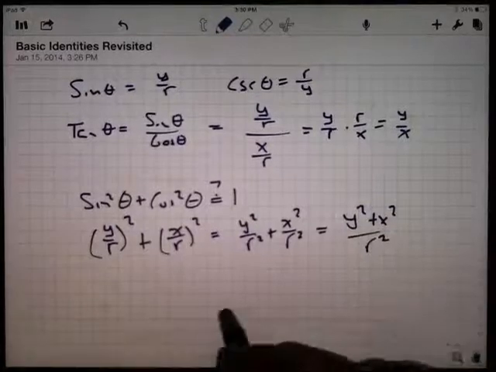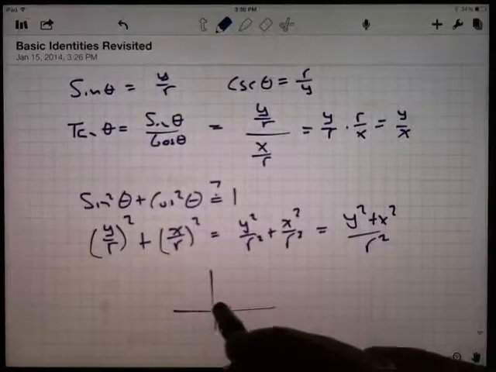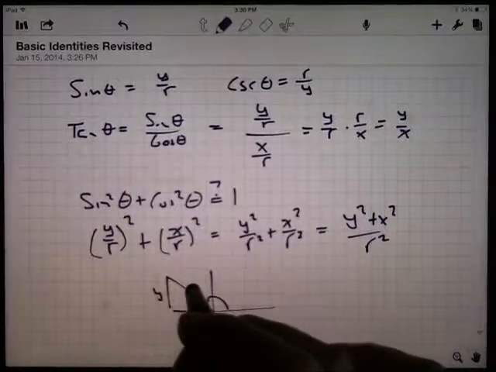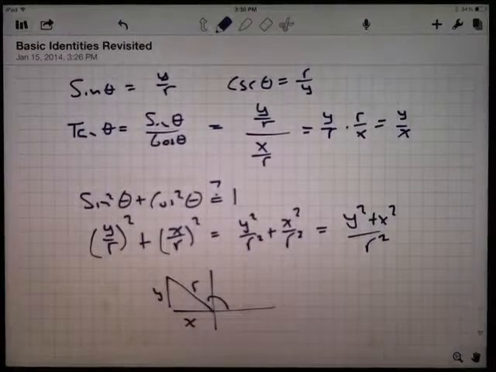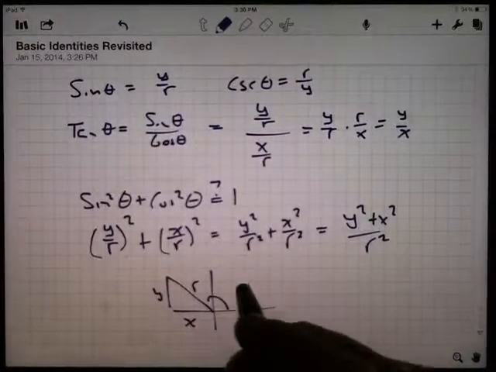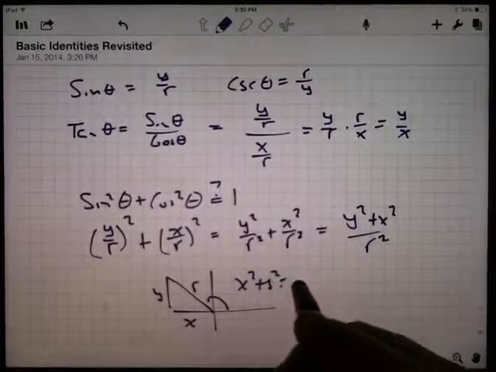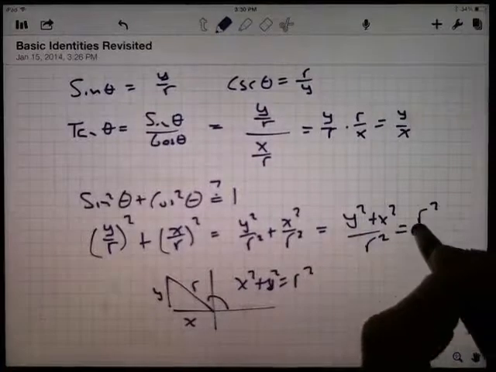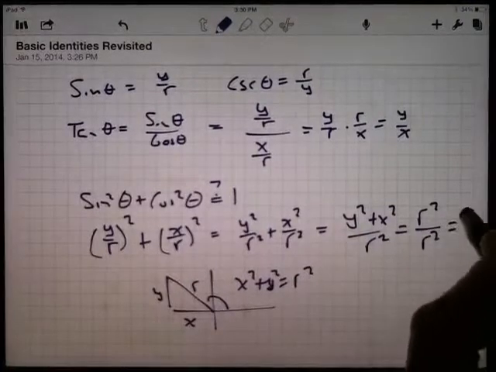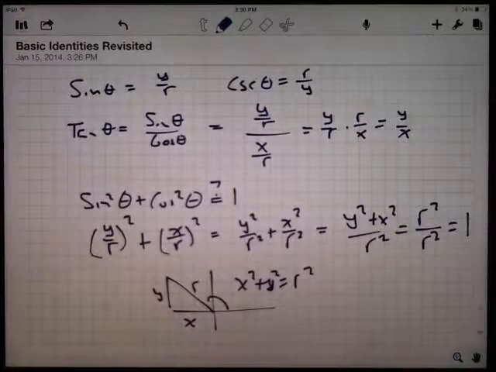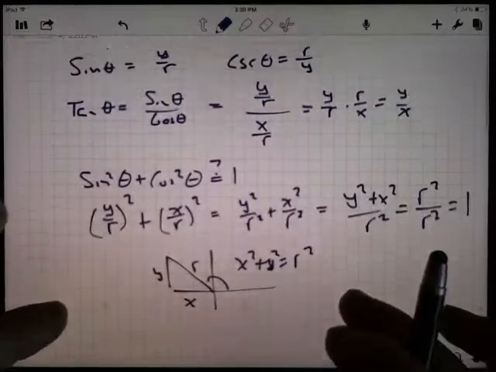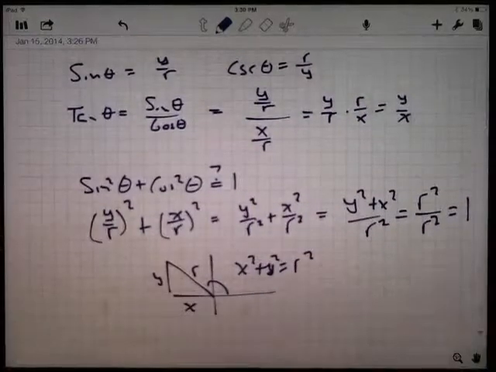But remember the picture that we're looking at doesn't matter what quadrant you're in. You're looking at that angle. There's an x coordinate and a y coordinate, and r is that hypotenuse, and it's always the case that x squared plus y squared is r squared. So this numerator here is r squared. So I've got r squared over r squared, which is certainly 1. The identity is still true. Similarly, you can show the other two Pythagorean identities.